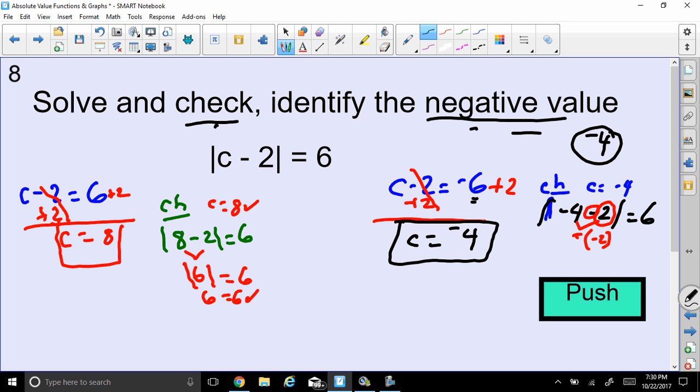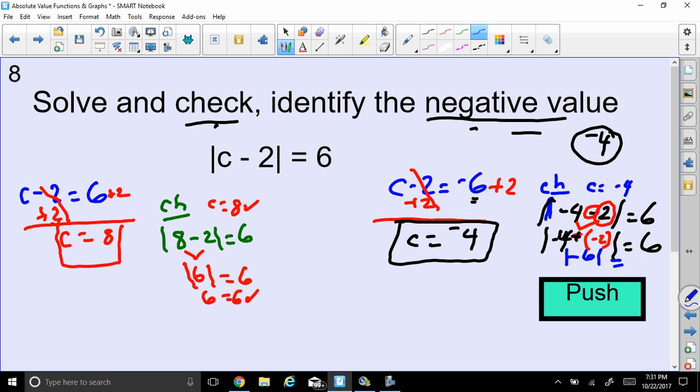And so we have the absolute value of -4 plus -2, and the absolute value should equal 6. The absolute value of -4 plus -4 plus 2, and these are the same signs, so that would give me a -6 inside of all that.